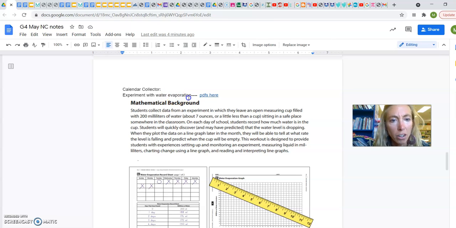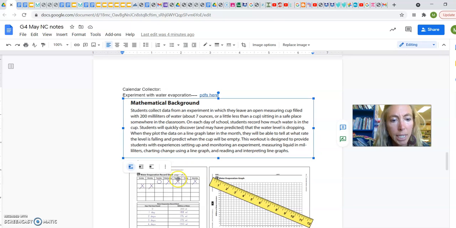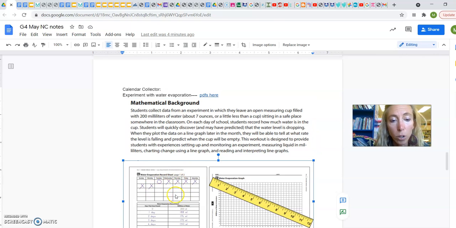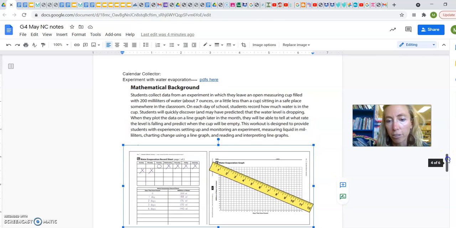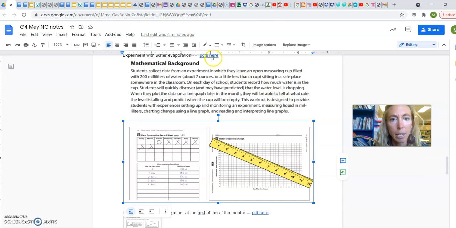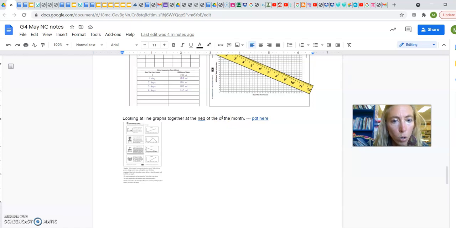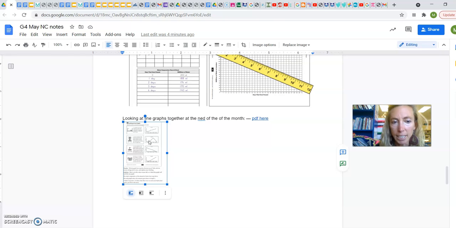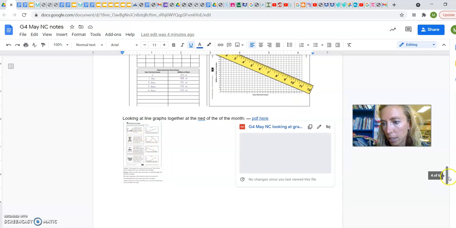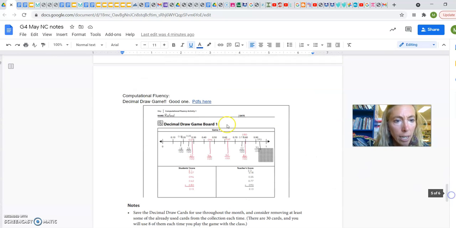This is a water evaporation experiment. Here's what you do. You can read about it, and then we record what's happening, and we have a graph to fill out. So your PDFs can be found here for that. Then if you would like more depicting graphs and practicing looking at data, this is a good PDF here for later on in the month, if you would like that. Keep scrolling down, Computational Fluency.